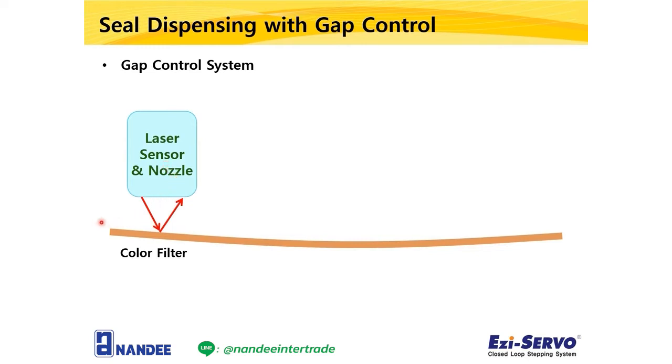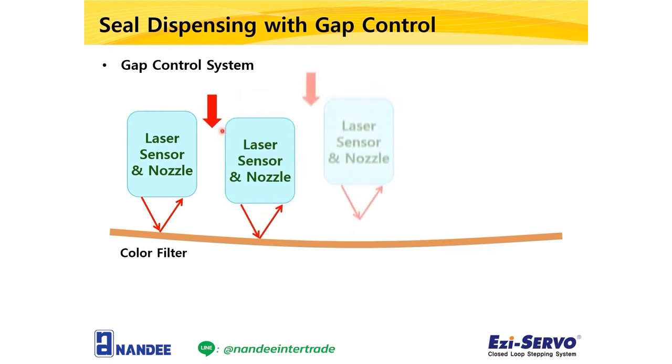The color filter looks flat on the surface but is curved. The nozzle must maintain the height above the curved color filter and apply the glue following the gap, just like this.